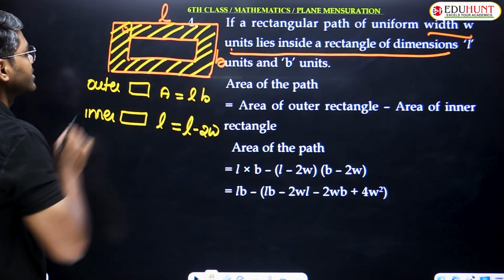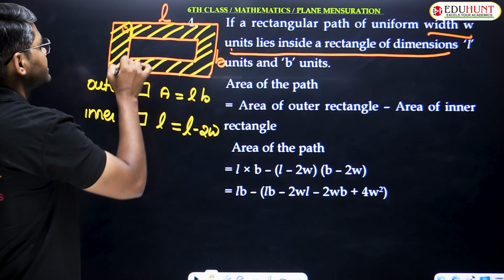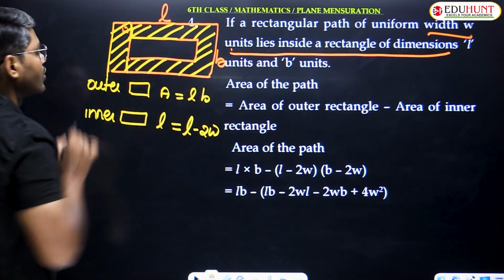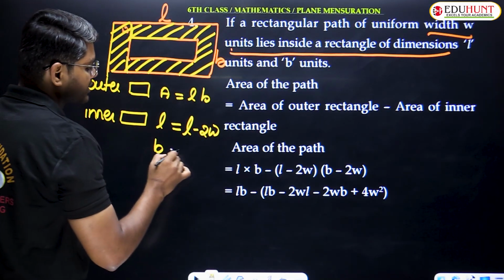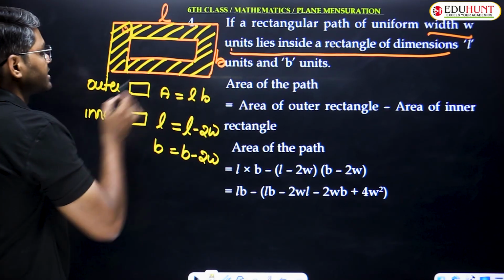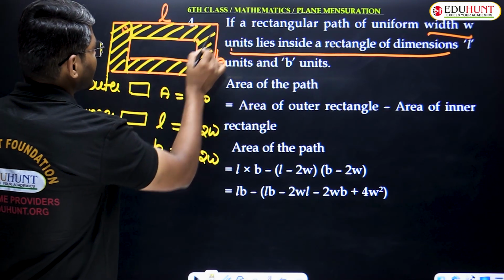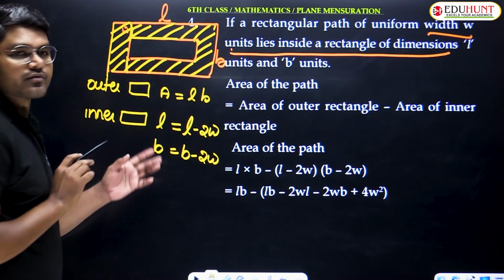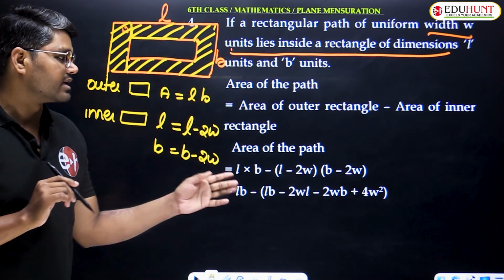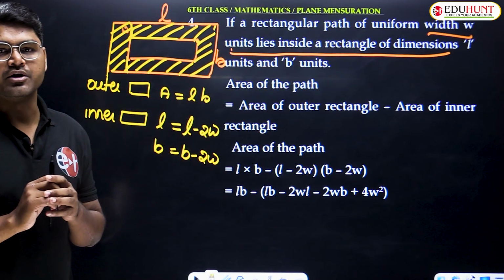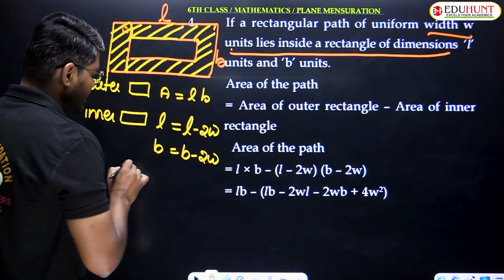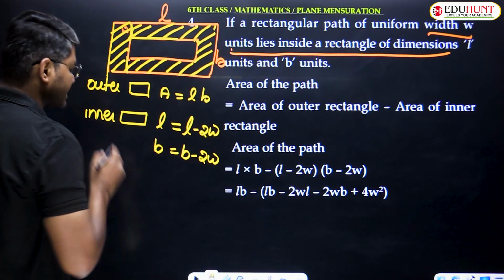Why L minus 2W? This is W and this is W. 2 W's I have to subtract from this whole length. And breadth is equal to B minus 2W. How? This is breadth. So from breadth I have to subtract 2 widths, that is W. Okay. So now I have to find the area of this inner rectangle.